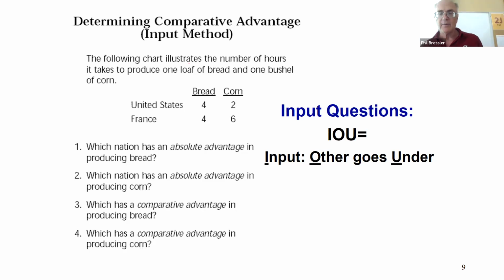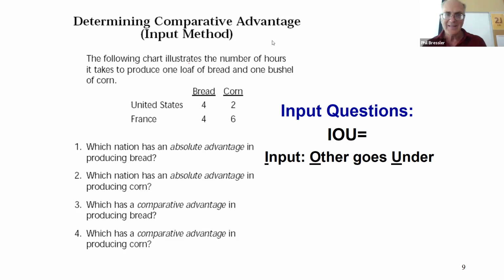Now, while I have you, Will, who has the absolute advantage in corn? Would that be the United States? Yes, that would be the United States because they're spending 2 hours and France is 6. Does that make sense to you now, Will? Yeah. Okay. Colin, were you raising your hand for a question or to answer something? Never mind. You're good? Yeah.